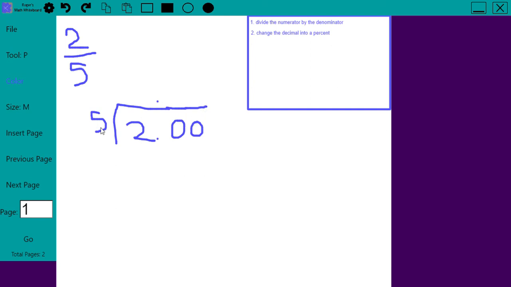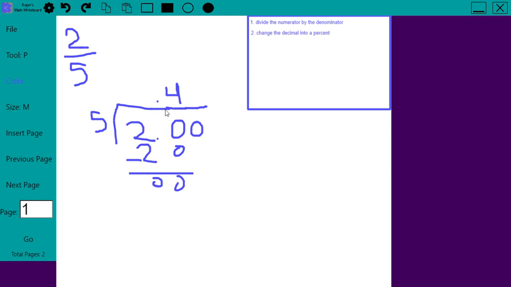Alright, so 5 doesn't go into 2 at all. So let's see how many times 5 goes into 20. 5 goes into 20 4 times. 4 times 5 equals 20. And then I subtract 0. I don't have a remainder, so I don't need any more zeros. So my answer is going to be 0.4.